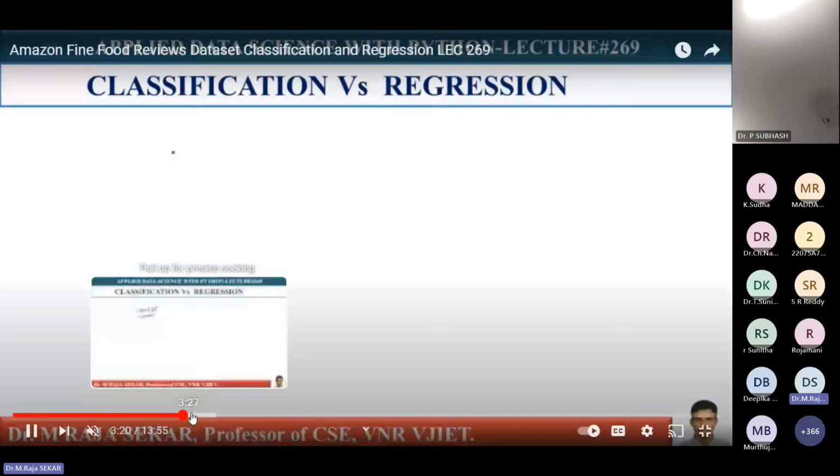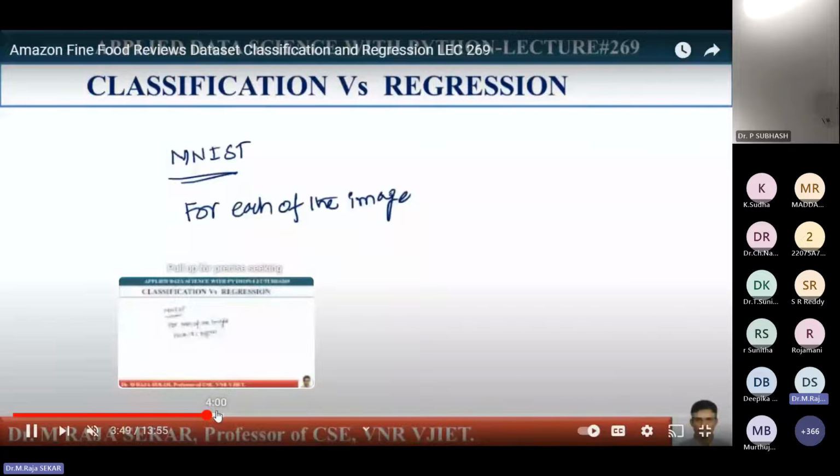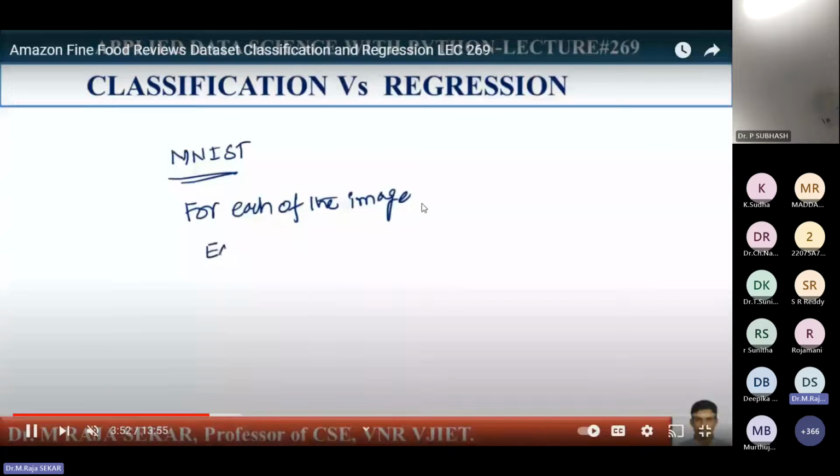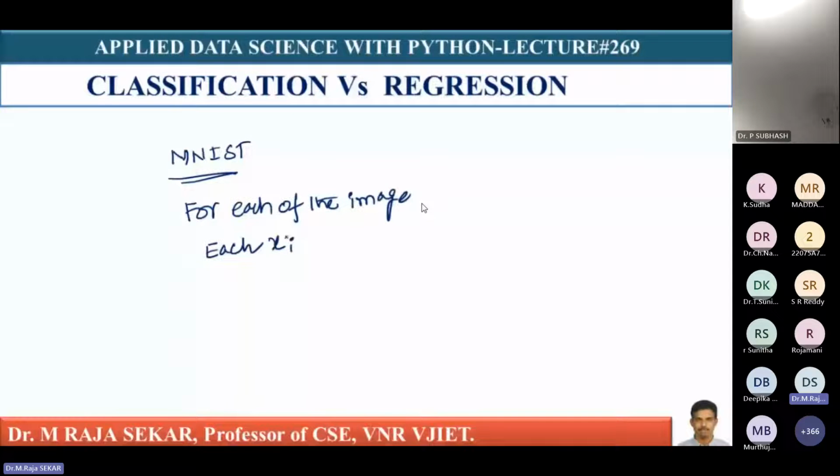What about my MNIST data set? Till now I discussed my Amazon fine food review data set. Now we will try to understand the MNIST data set. Just try to recall what is my MNIST data set. In the MNIST data set, I have images of handwritten digits. They took pictures with some camera, and each picture size is 28 by 28. Each xi, in the case of the MNIST data set, represents an image.